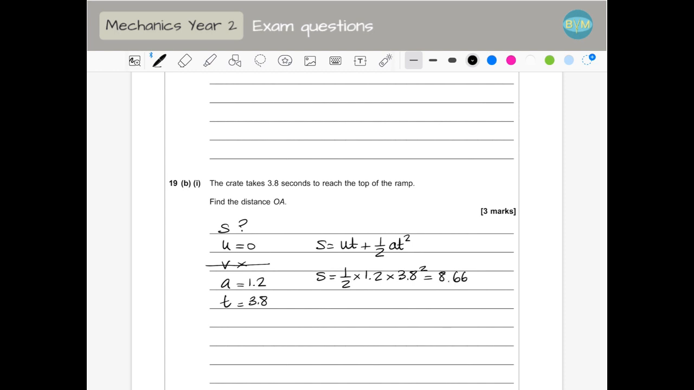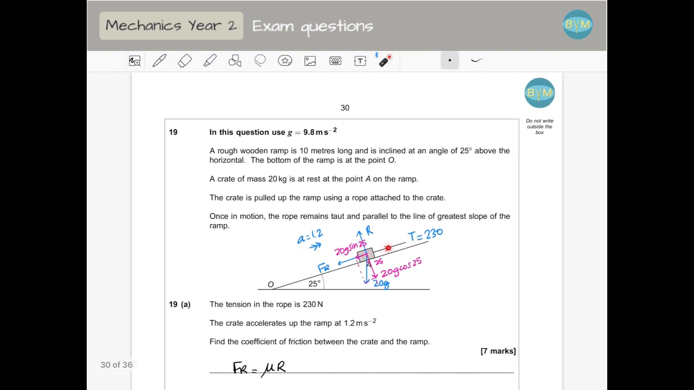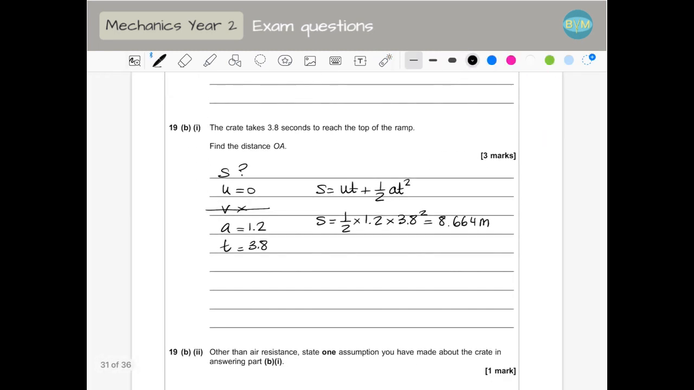This is 8.664 meters, but this is this distance. So from A to the end of the ramp, I need 10 minus that. So the distance that they are asking me, OA, is 10 minus 8.664, which is 1.336 meters. And again, you can round, for example, to 1 decimal place.